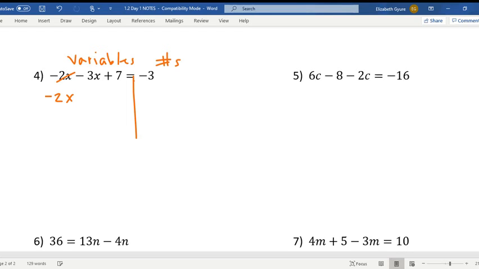-3x. It's a variable, it's good where it is. We're going to leave it right there.